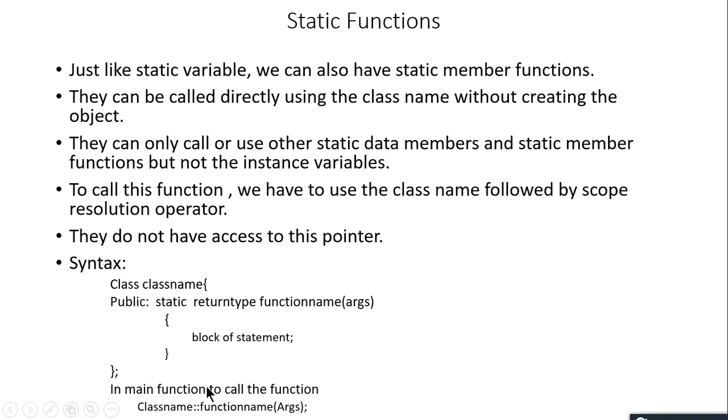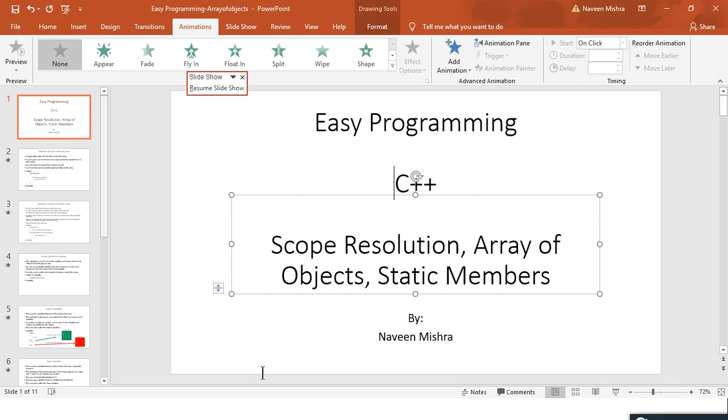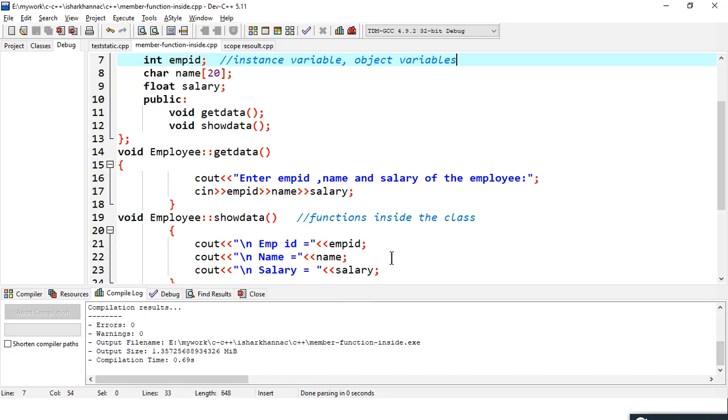So let's say this is the syntax and example. You just have to write the static keyword in the definition of your function, and when you call this function you don't have to create an object. You can directly use the class name followed by the scope resolution operator, then the function name and the arguments. Now let's try to write the program for static variables and static functions.